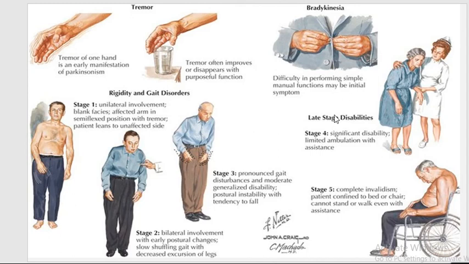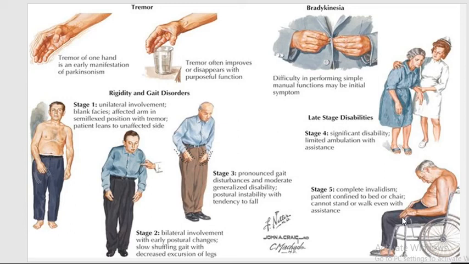And then there is stage 4. In stage 4 there is significant disability and limitation of activity. The patient is unable to walk, so the staff nurse helps the patient to walk. In the first stage the patient is able to walk without any support. In stage 2 the patient walks with little support. In stage 3 the patient also needs support, but in stage 4 the patient needs more support. Why? Because the patient becomes disabled, unable to perform the activities.